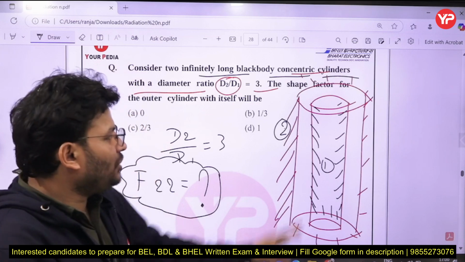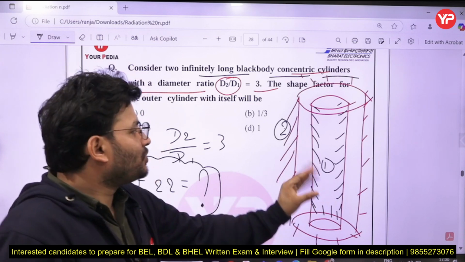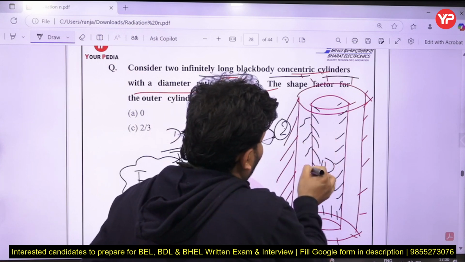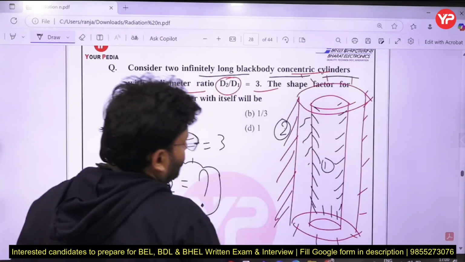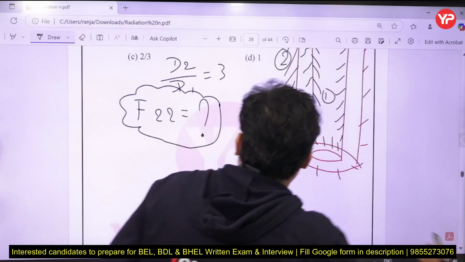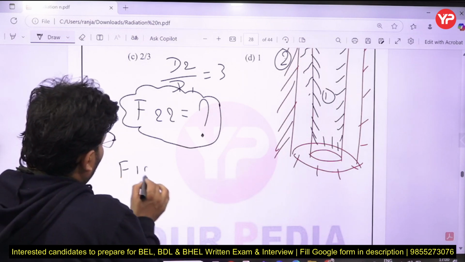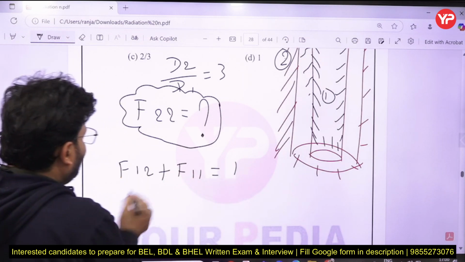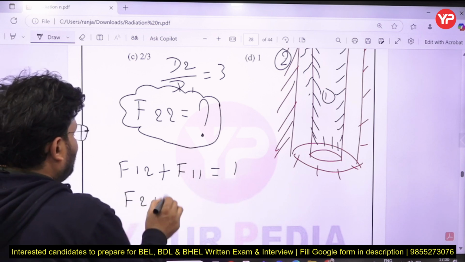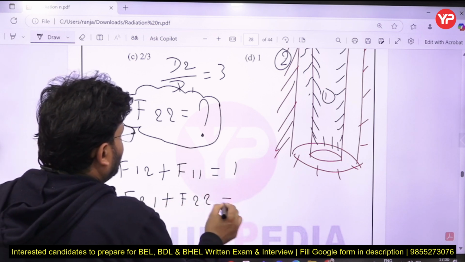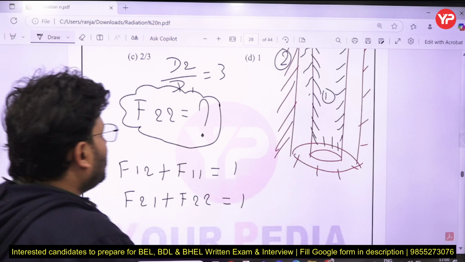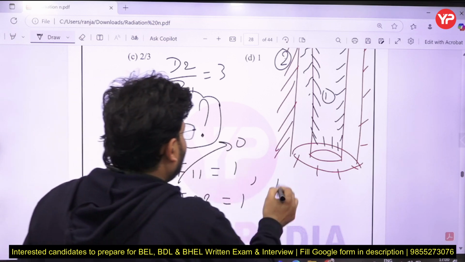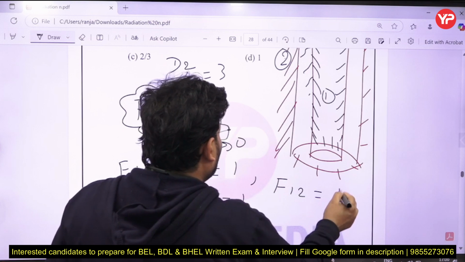If the question asks what will be F11, we can say for this cylinder, everything is released from it and nothing is coming back here. So F11 will be 0. Now use the summation rule. So F12 plus F11 is equal to 1. Similarly for the second surface, F21 plus F22 is equal to 1. If you talk about F11, then this is 0, right? So from there F12 is equal to 1.